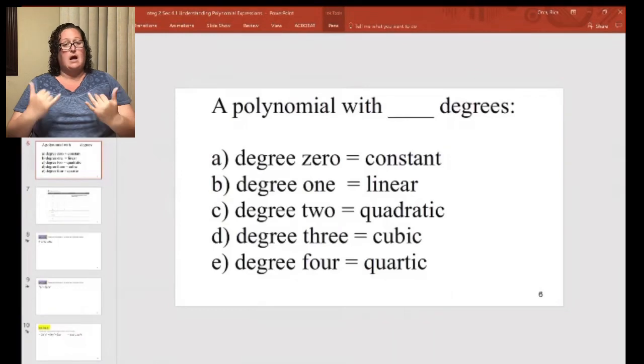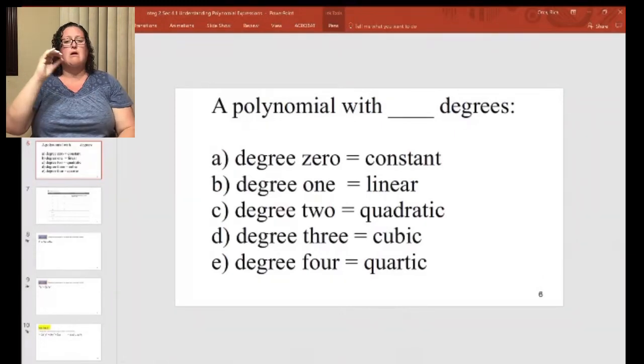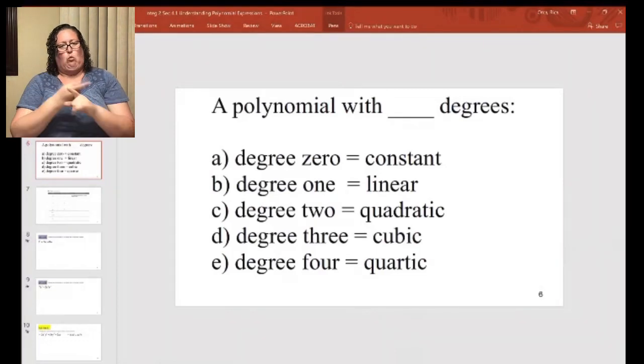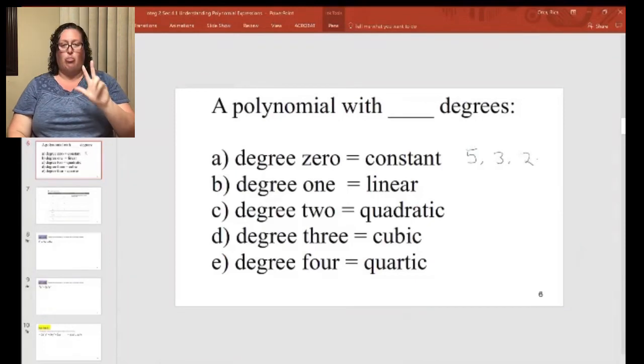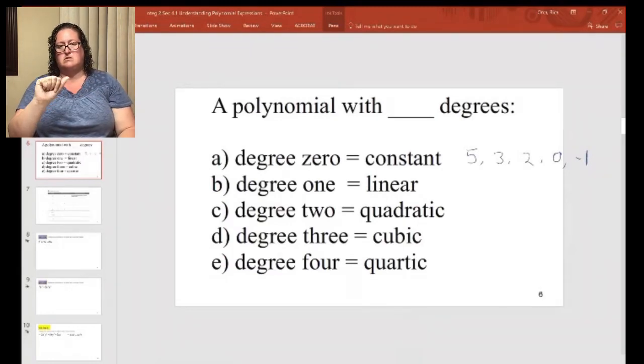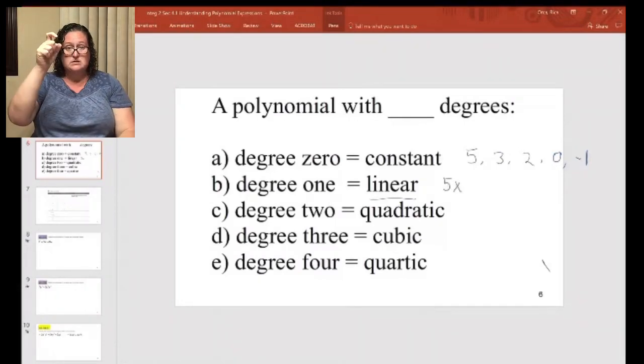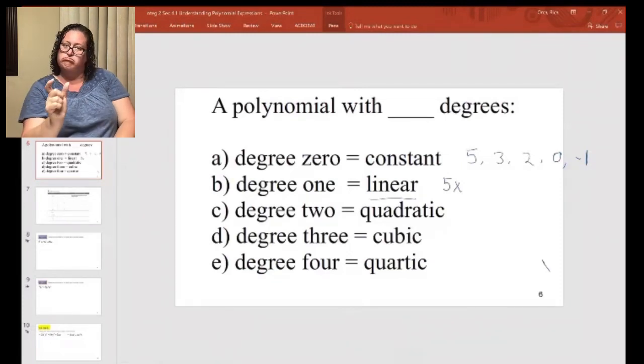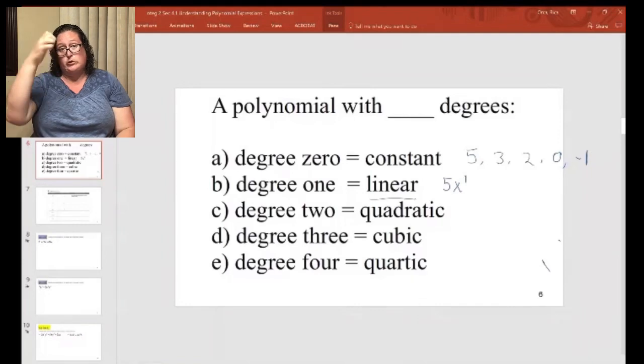Now I'm going to teach you how to name a polynomial based off of its degree. If the degree of the polynomial is 0, then you have what's called a constant. Usually constants are just regular numbers. 5 would be considered a constant, 3, 2, 0, -1. If it's a number, then it's a constant. If the degree of the polynomial is 1, then we have what's called a linear polynomial. Well, how do you exactly identify what the degree is? It all depends on what the largest exponent is. For instance, if I have 5x, the largest exponent in this monomial is a 1. Therefore, the degree of the polynomial, or the monomial in this case, is 1. Therefore, this is linear.